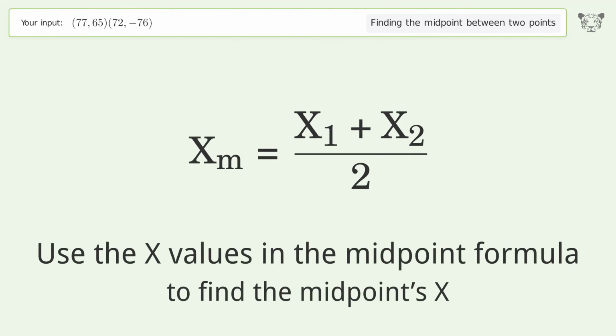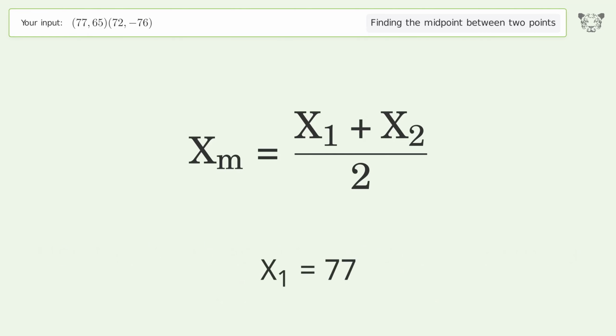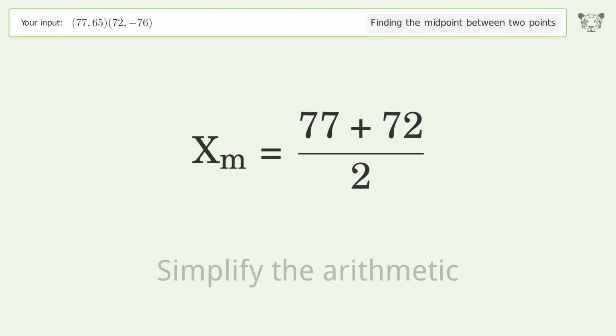Use the x values in the midpoint formula to find the midpoint's x. x1 equals 77. x2 equals 72. Simplify the arithmetic.